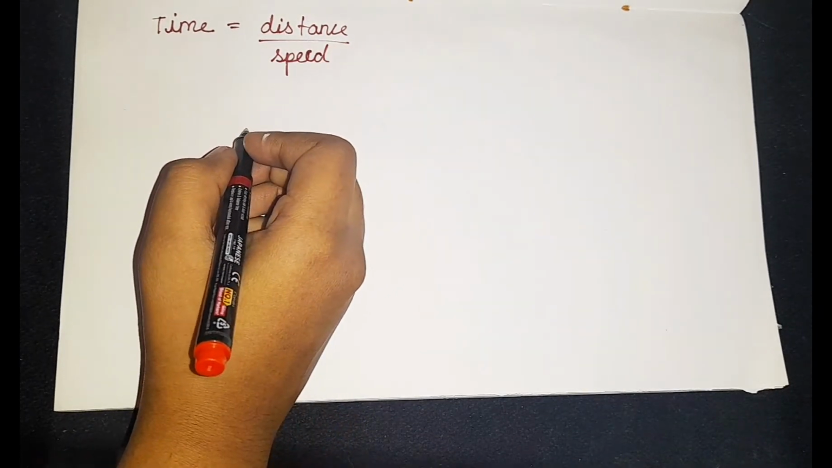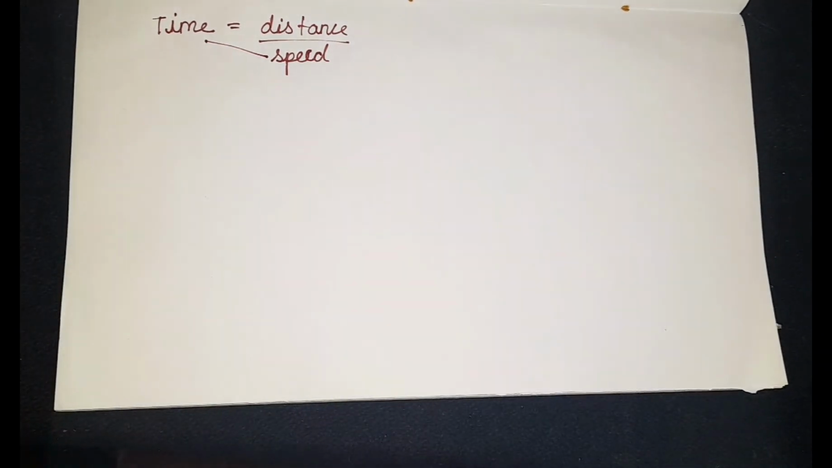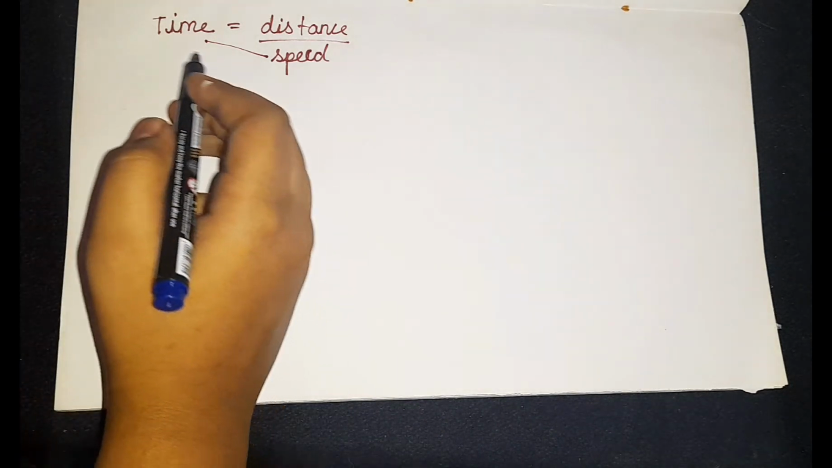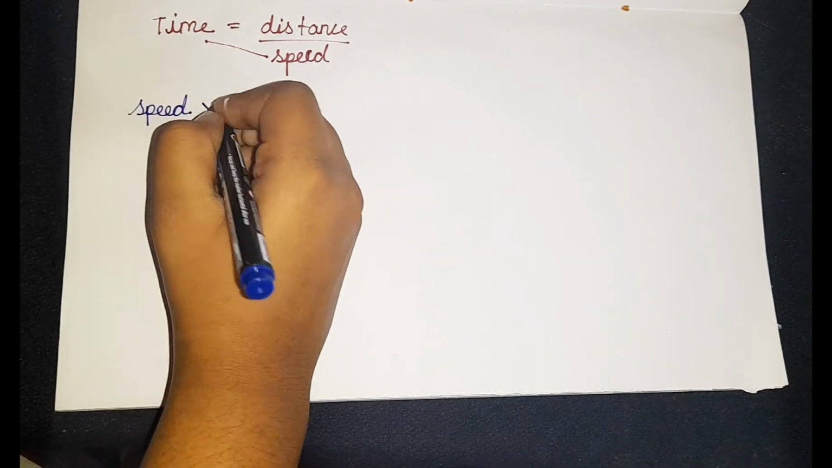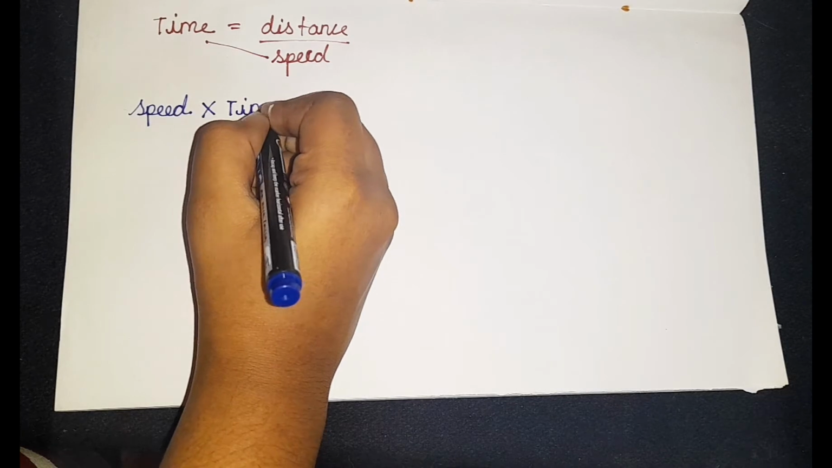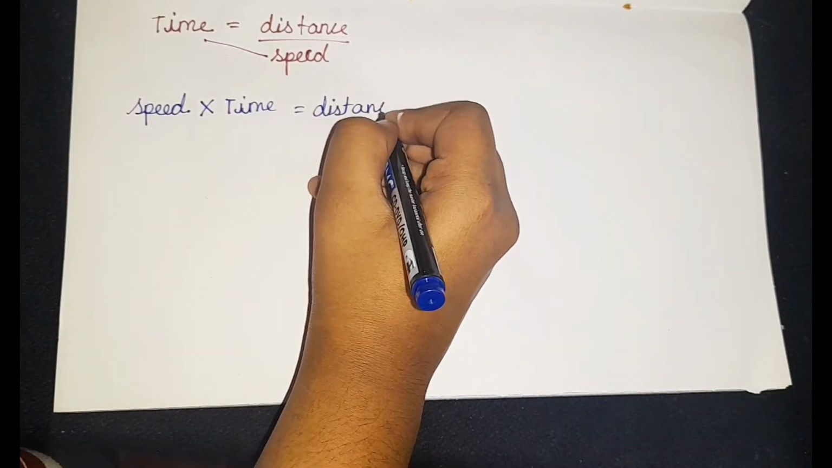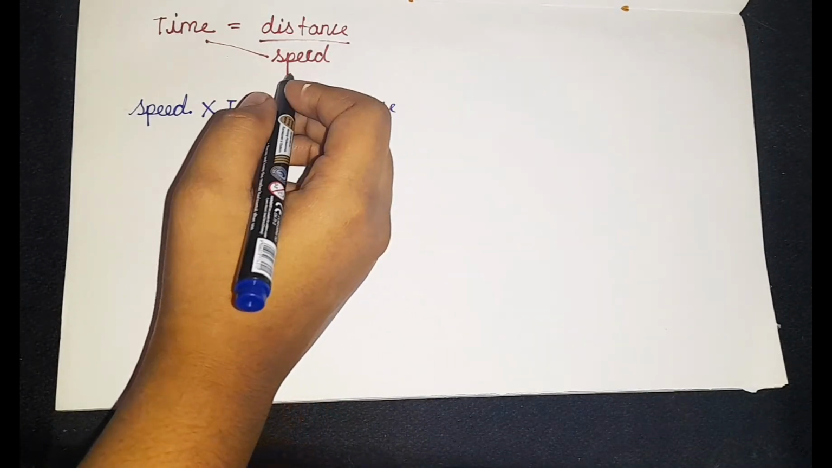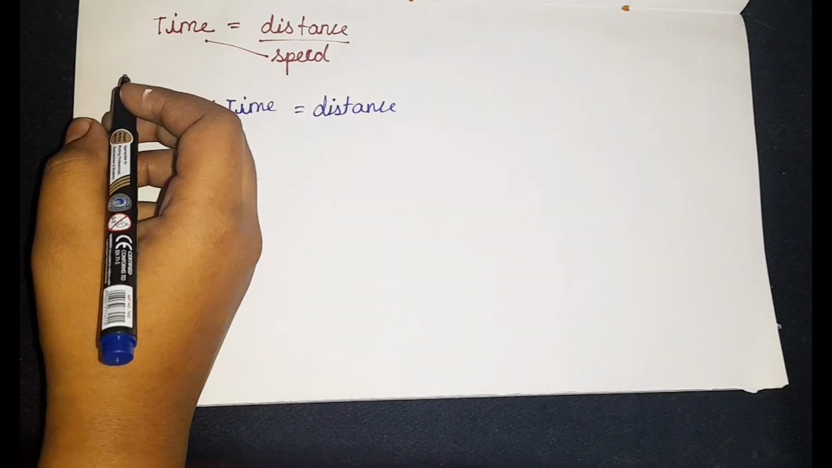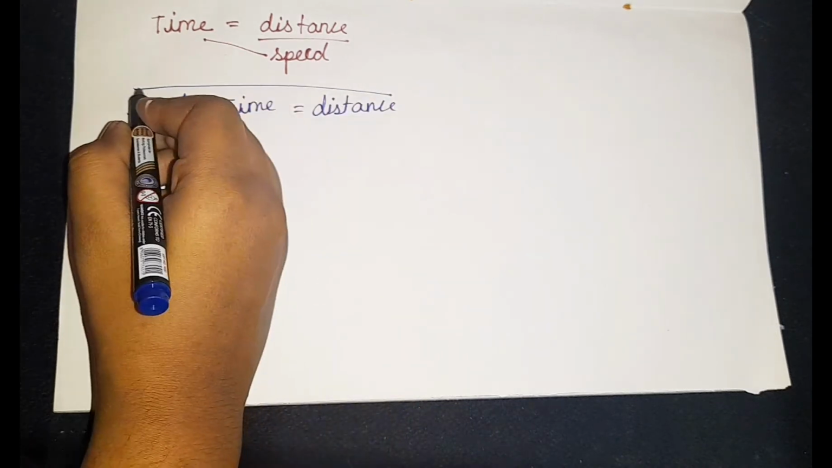So now what we are going to do is, we are going to be getting the speed to the left side, then it changes into multiplication, that is speed into time is equal to distance. You guys might be wondering how it is multiplication. Because here it is divided by speed, it is in the division form. When I get it to the left side, it changes into multiplication. So we got a new formula, and we are going to be applying it.